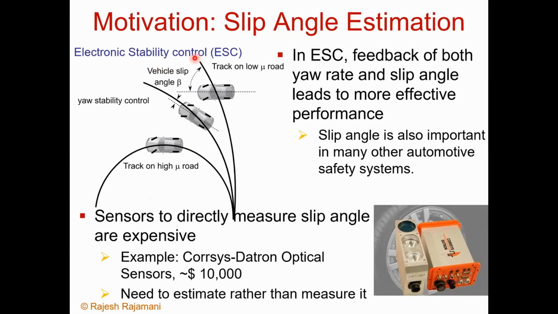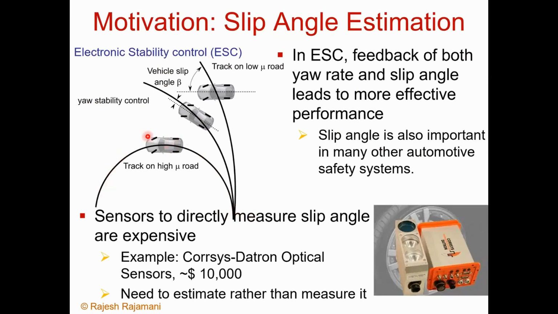Different amounts of braking are applied to the left and the right tires, so that the yaw rate, or the turn rate, of the car can be controlled in order to prevent the car from skidding. This illustrative schematic shown on the slide tells you how an electronic stability control system might work. Here, on a high mu road, basically a dry pavement, the car would essentially follow this trajectory for a given steering angle.